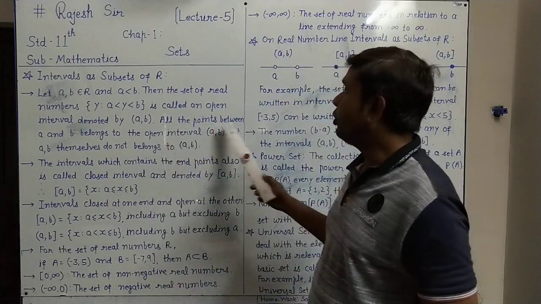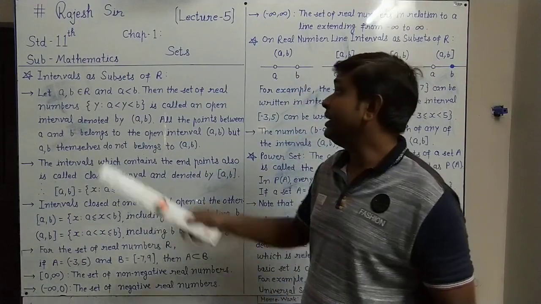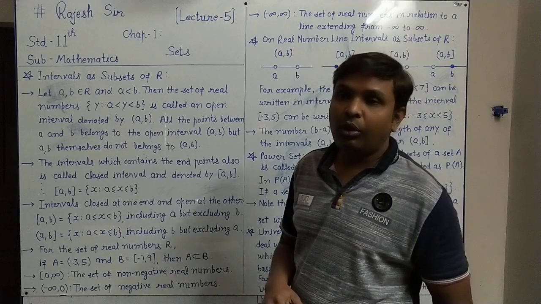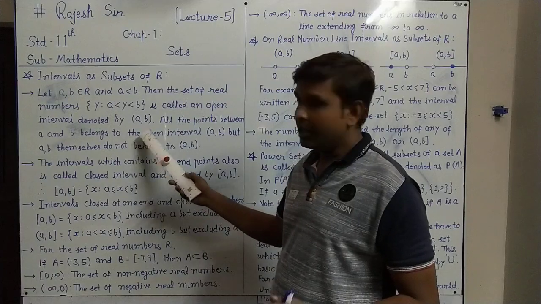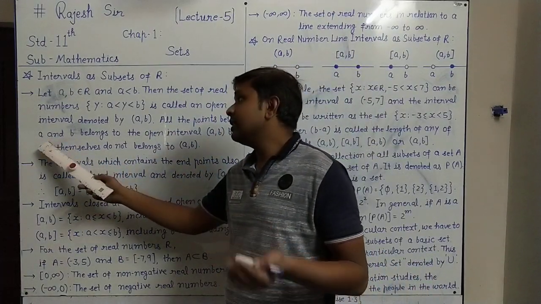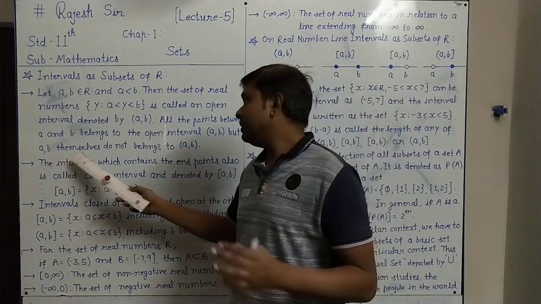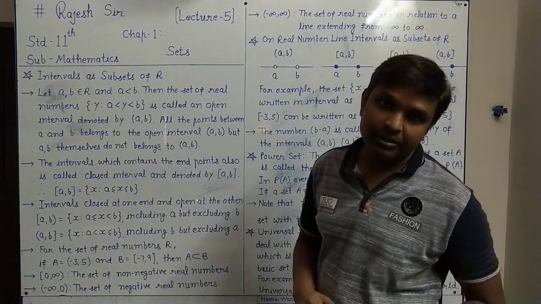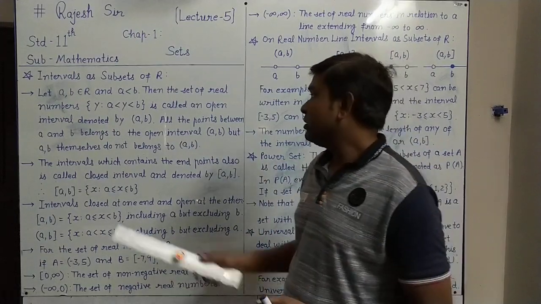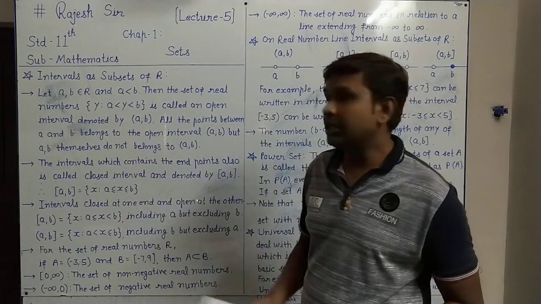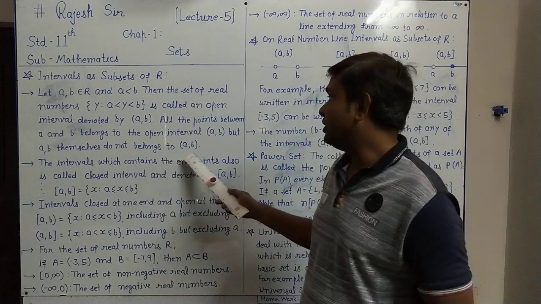What it means is all the points between A and B. For example, let A be 7 and B be 20. All the numbers greater than 7 and less than 20 will come in this interval. So all the points between A and B belong to the open interval AB, but A and B themselves do not belong to it. We don't take 7 and 20, but we take all the numbers between them.